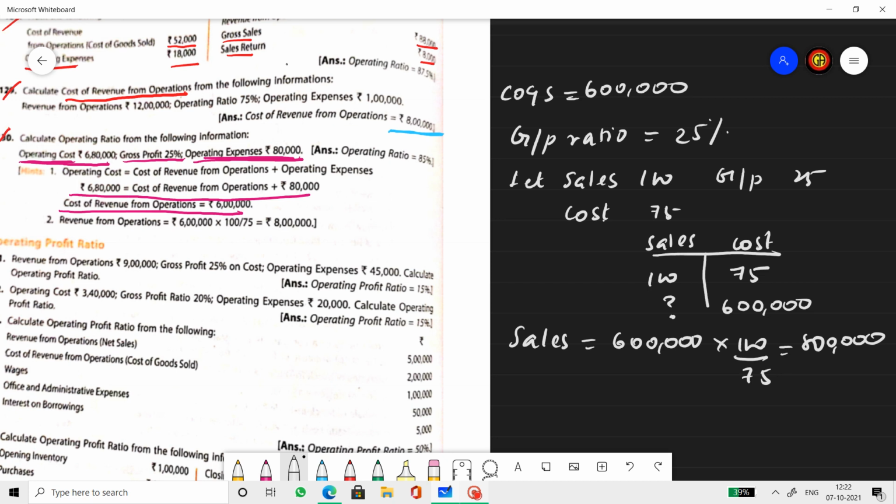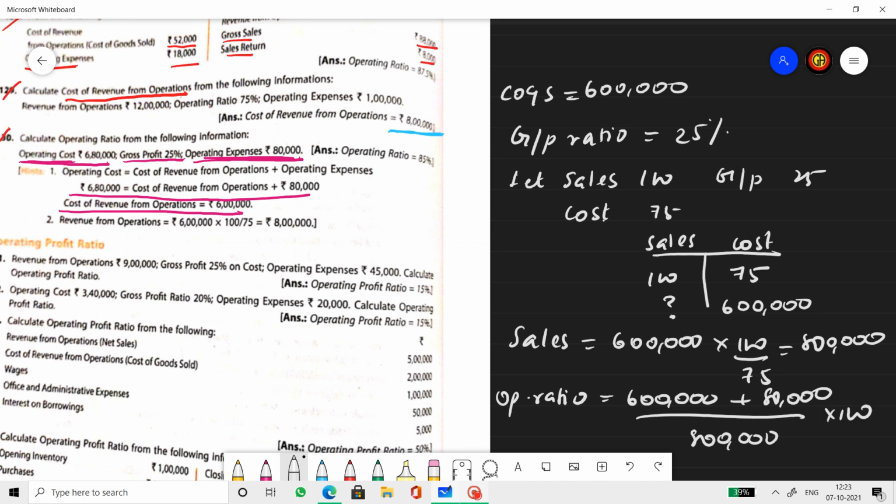So sales we found. Now operating ratio is equal to operating cost, which is cost of goods sold 6 lakh, plus operating expenses, which is given in the question as 80,000, divided by sales, which is 8 lakh, into 100. Okay, so this is how we find the operating ratio for the last question. Next, we are moving into operating profit ratio.